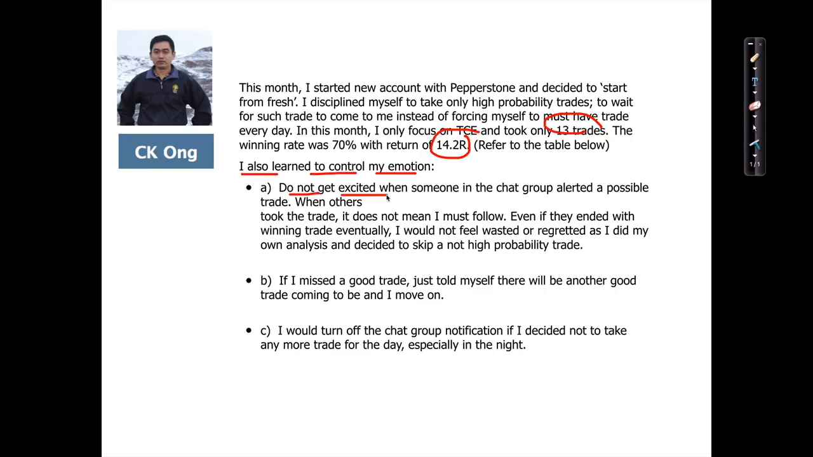Do not get excited when someone in the chat group alerted a possible trade. When others took the trade, it does not mean I must follow it. Very good. Even if they ended up with a winning trade eventually, I would feel that it's not wasted. I will not regret it, as I did my own analysis and decided to skip it because it's not a high probability trade. If I miss a good trade, I'll just tell myself that there'll be another good trade coming and I move on.